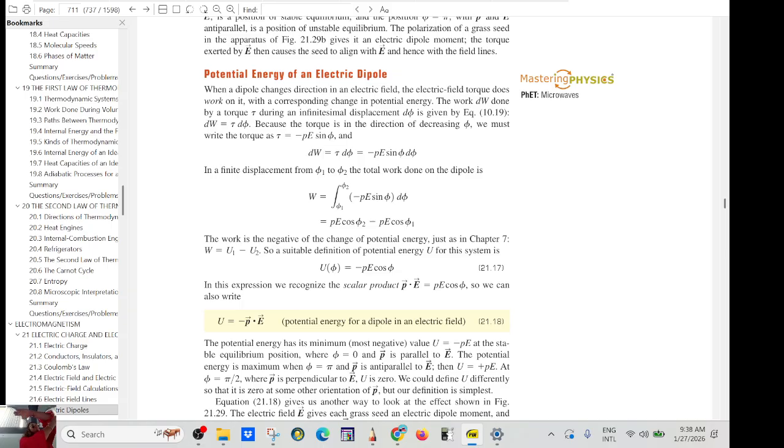If you have a dipole moment which is aligned with the electric field, and you want to change the configuration, you have to do work against the electric field, and the work that you have been doing goes into the potential energy. So that's the definition, and you end up with a dot product. So it's a scalar. Okay?